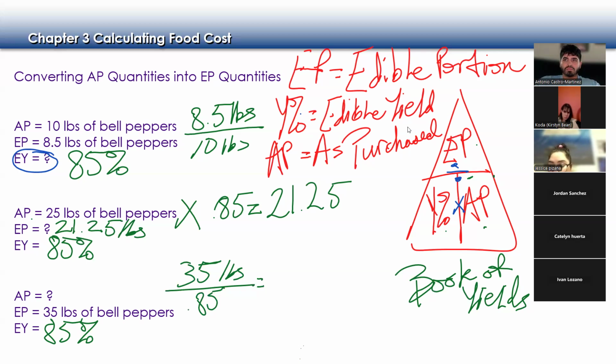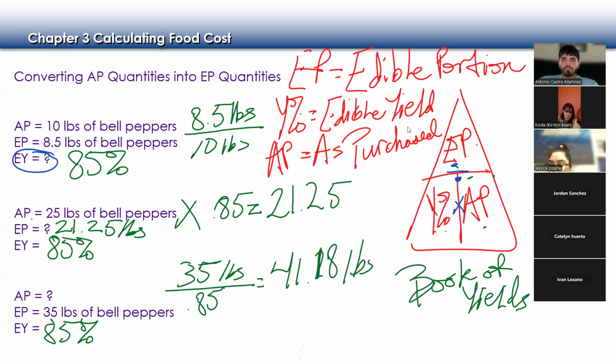41.18. We can't round it up to 41.2, because it's product. So we need 41.18 pounds. I think you already rounded up because I got 41. The decimal place is rounded, that's fine. But I'm talking like we can't round it up to 41.2 because that represents product, okay?